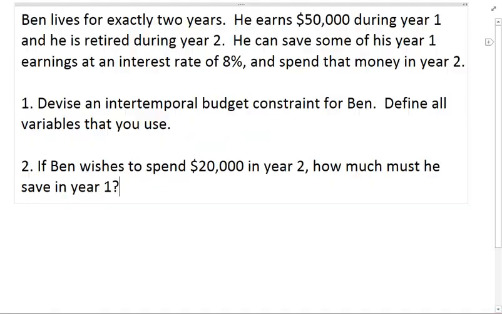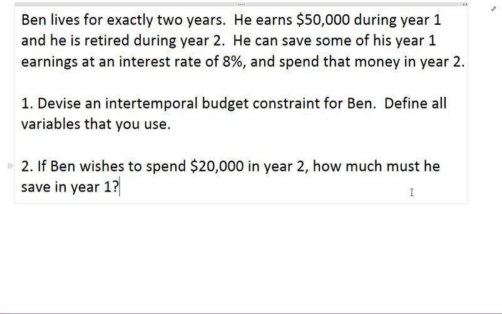Let's look at the problem. Ben lives for 2 years. He earns $50,000 during year 1. He's retired during year 2. He can save some of his year 1 earnings and earn 8% interest and spend that money in year 2.